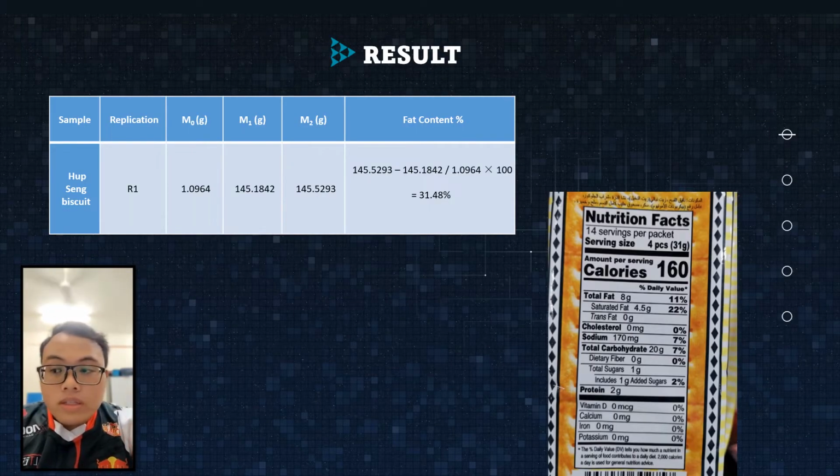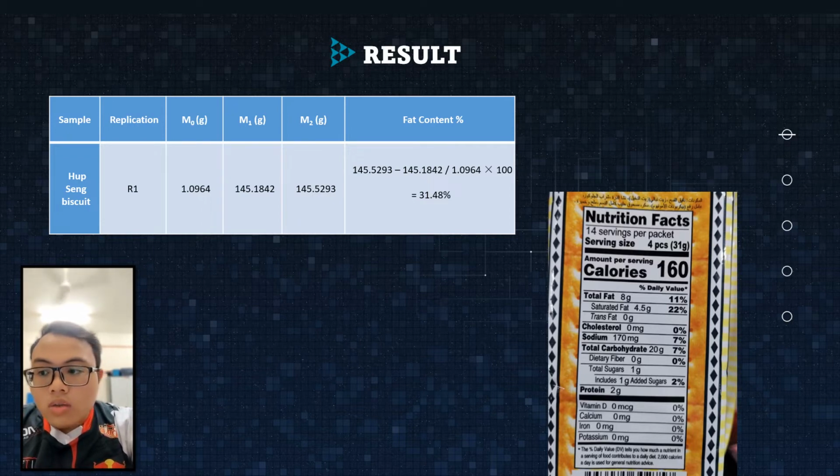The sample we use is Hupsan biscuit, and the replication we use is R1. So M0 in gram we get is 1.0964, and M1 we get 145.1842, and for M2 we get 145.5293. From the result we can get the fat content percent.